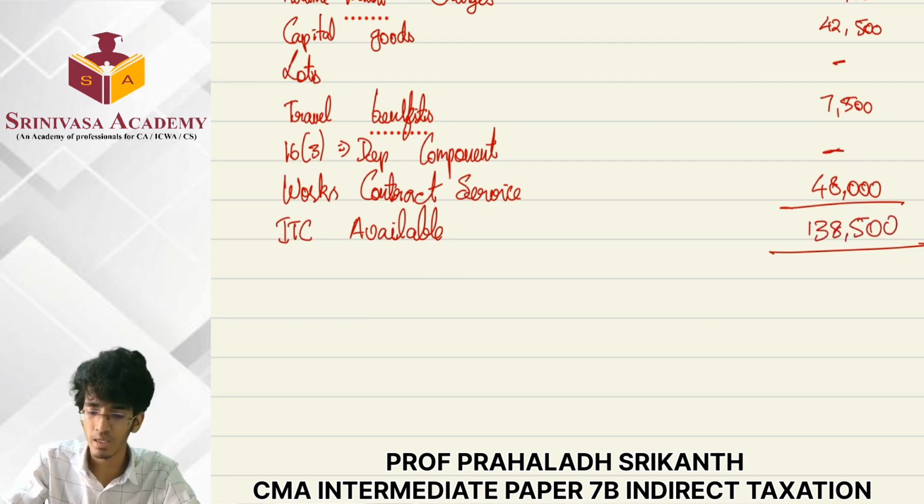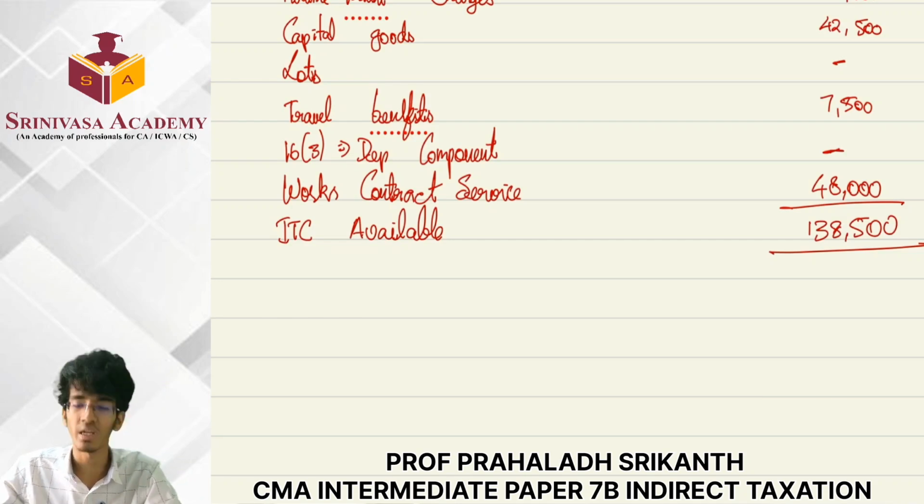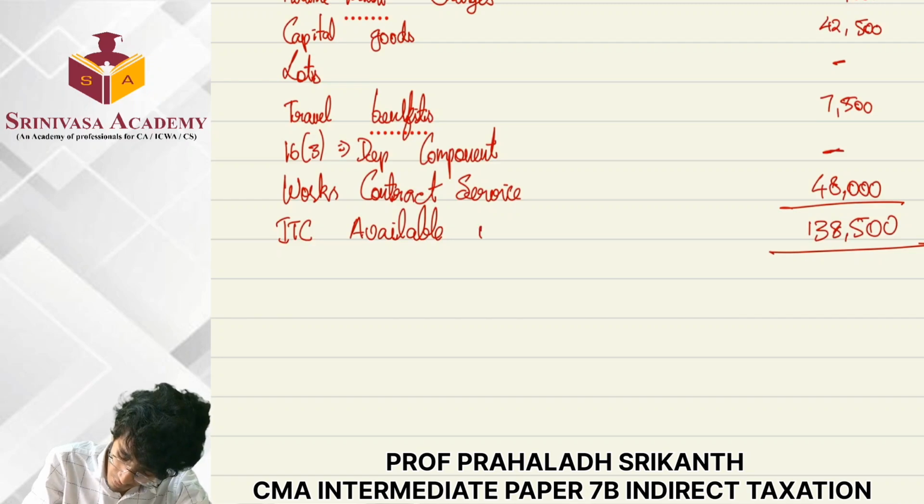This will be your ultimate answer. I'll just check again: 42,500 plus 7,500 plus 48,000. Yes, 1,38,500. This is your ultimate answer of ITC available with Shyam Limited.